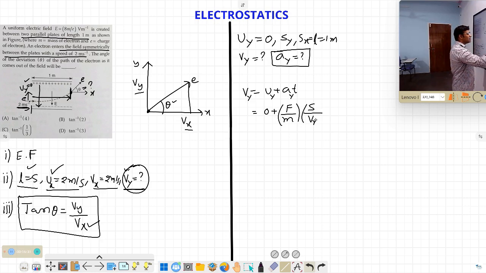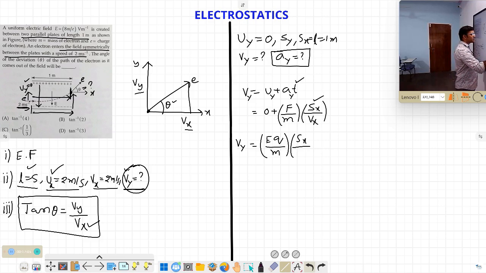You know the velocity along the horizontal direction and you know the distance along the horizontal direction. The time taken for the particle to cover the horizontal distance is the same time it will take to move in the upward direction. So I take that time using the known concept of horizontal distance by horizontal velocity. Apply here: vy is equal to, what is force? Force equal to Eq by m, into Sx by Vx. This is a formula-based concept.